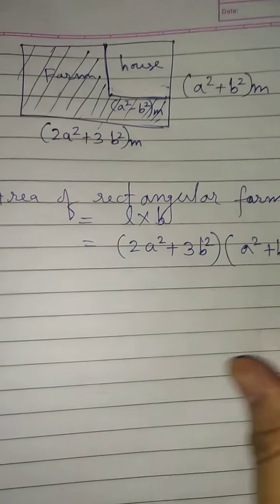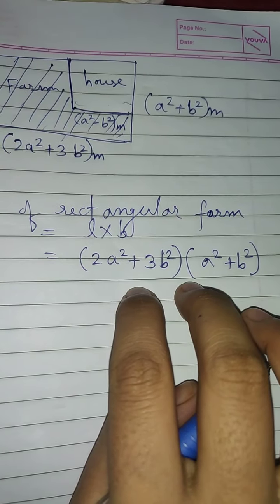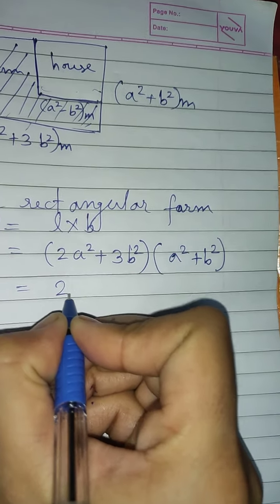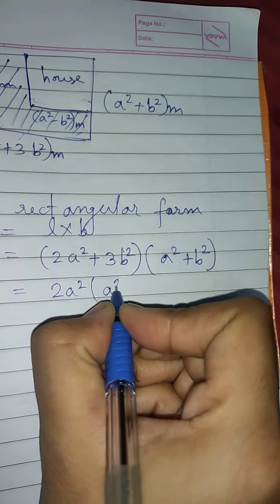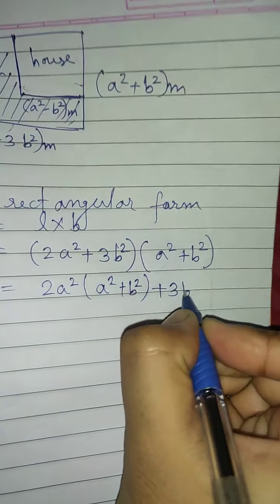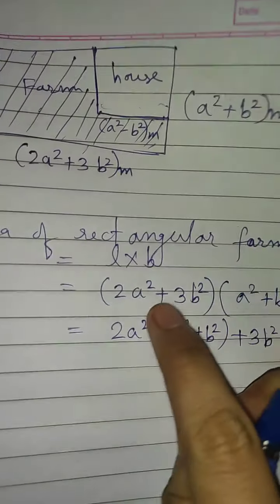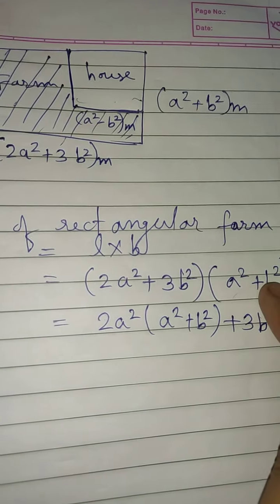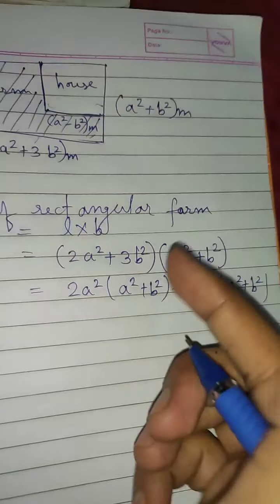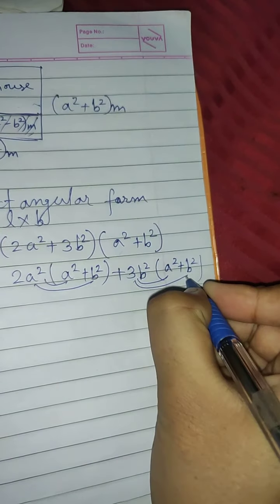So here we will solve like the questions we have already solved, multiplication of two brackets. From the first bracket we multiply 2a square into the bracket a square plus b square, then again plus 3b square into a square plus b square. So from the first bracket, the first term multiplies the full bracket, then the second term multiplies the second bracket. Now we multiply this both inside, same here also.